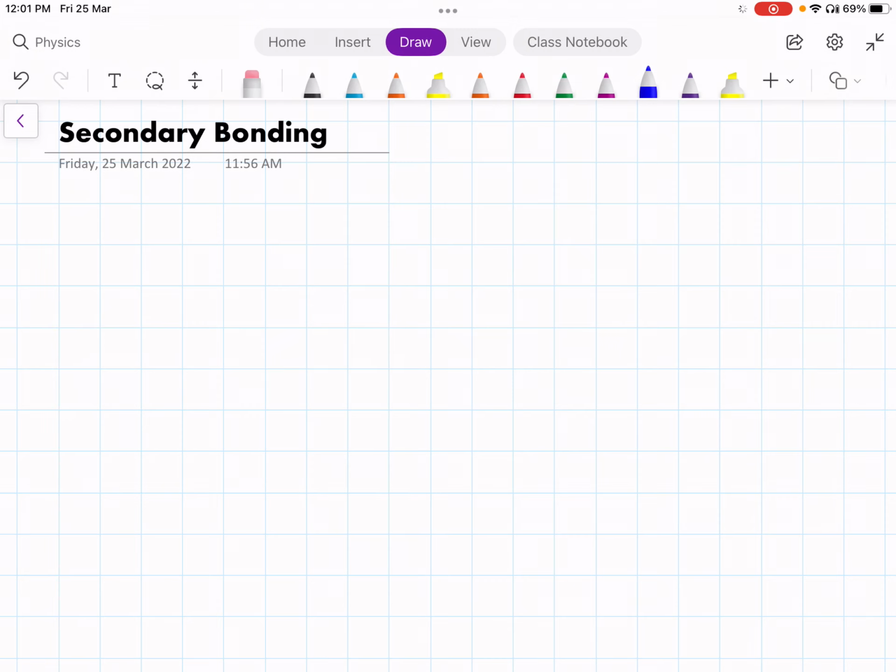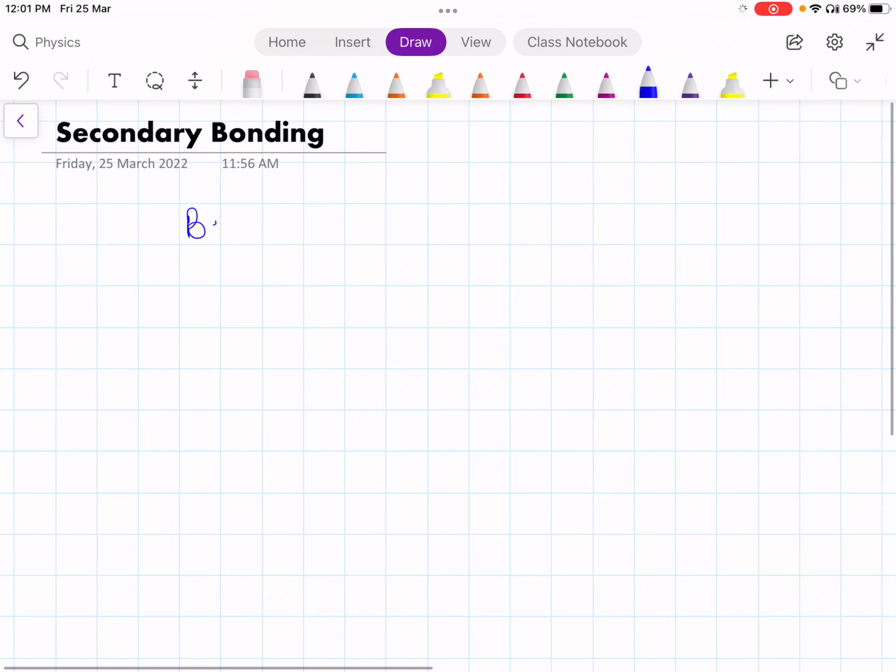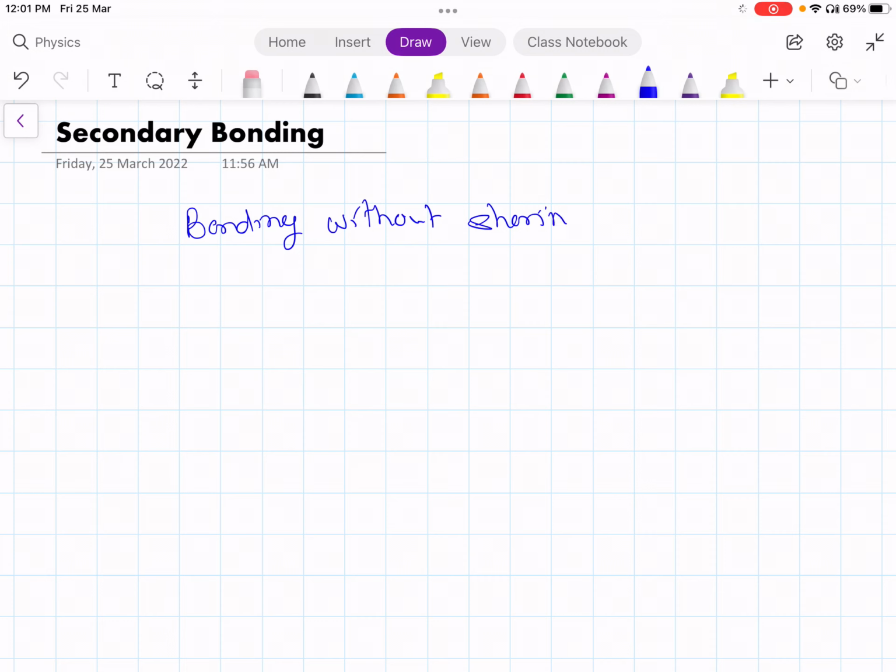In this secondary bonding, this is bonding without sharing or transfer of electrons, and hence it is called secondary bonding. There are two types of secondary bonding, van der Waals bonding as well as hydrogen bonding. Let us see first van der Waals bonding.